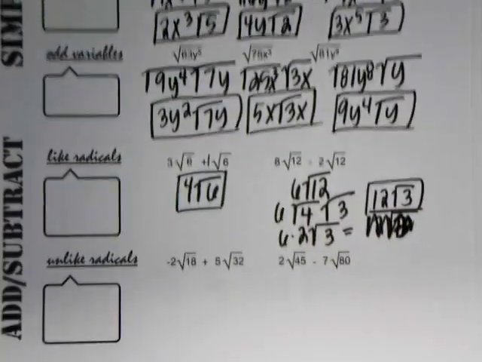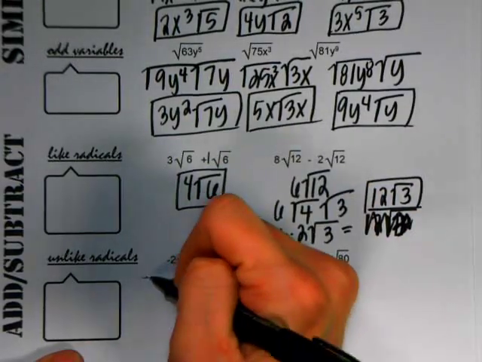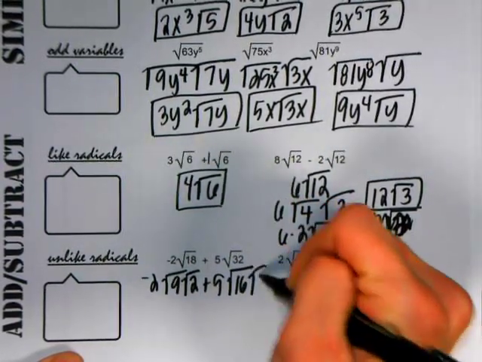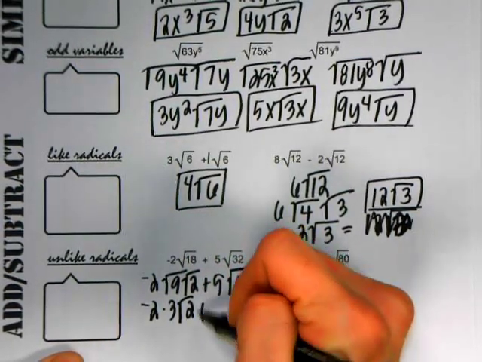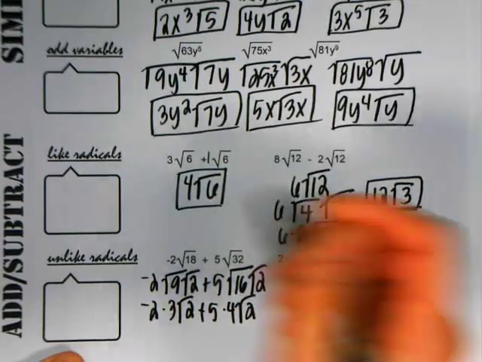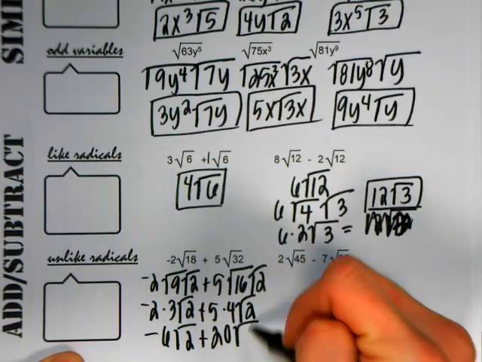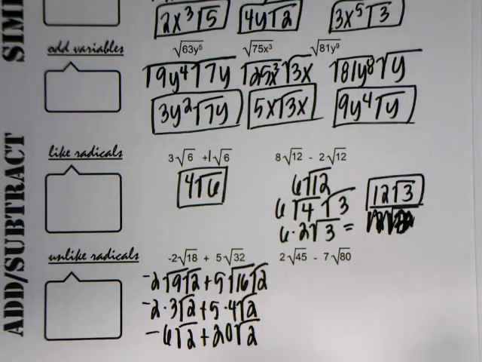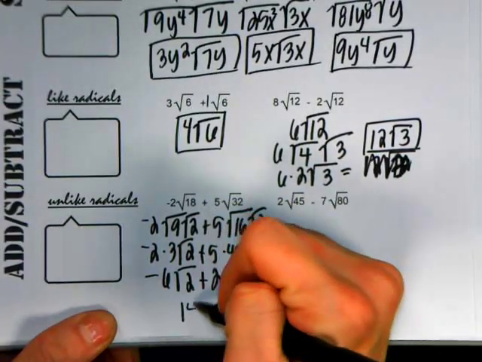All right, unlike radicals, so you're going to have to break these down separately and simplify them to see if you can create like radicals, because you can't add anything that's not like radicals. So 18, you can do 9 times 2. 32 is 16 times 2. Negative 2 times 3, radical 2, plus 5 times 4, radical 2, negative 6 radical 2, plus 20 radical 2. Those are like radicals now, so you can combine those. So 20 minus 6 is 14. This is going to be 14 radical 2.